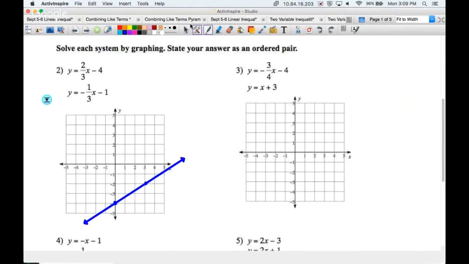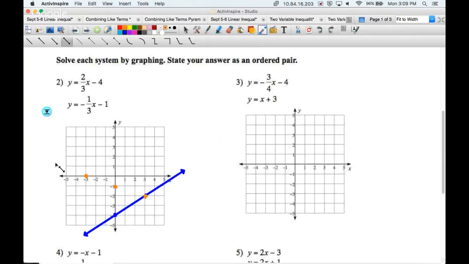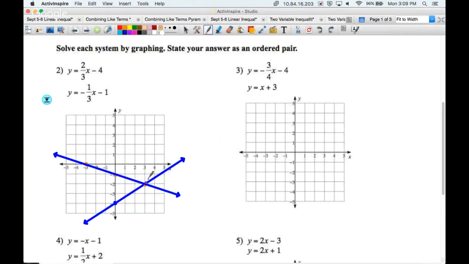The next equation is y equals -1/3 x minus 1. Start at -1. Go down 1 over 3. Or I could go up 1, left 3, and it would keep that same slope. Connect those up with a straight line. Let's take a look at where they intersect. That right there is the point 3, -2. As easy as that.